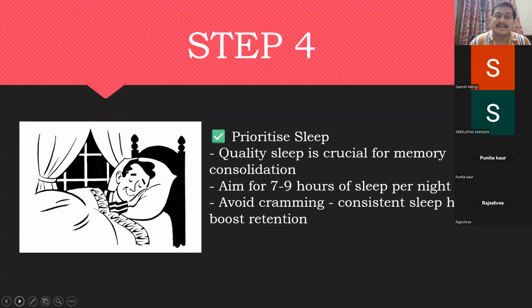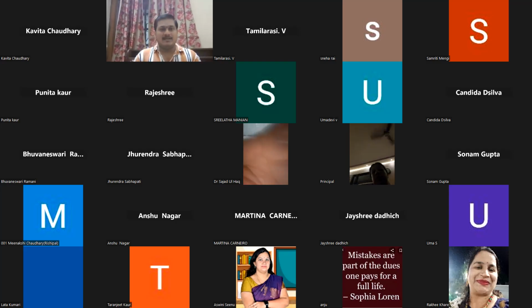Prioritize sleep. Quality sleep is crucial for memory consolidation. Aim for 7 to 9 hours of sleep per night. Avoid cramming. Consistent sleep habits boost retention. So sleep habits should be proper.